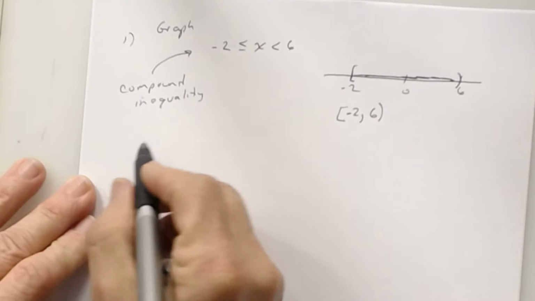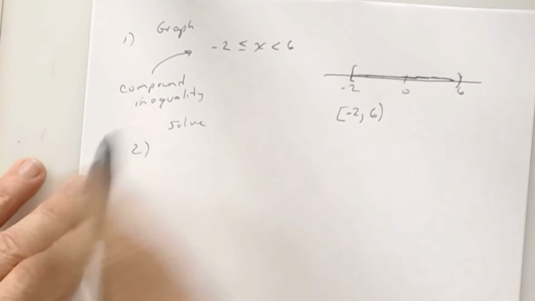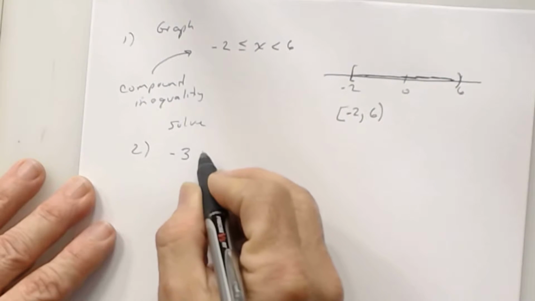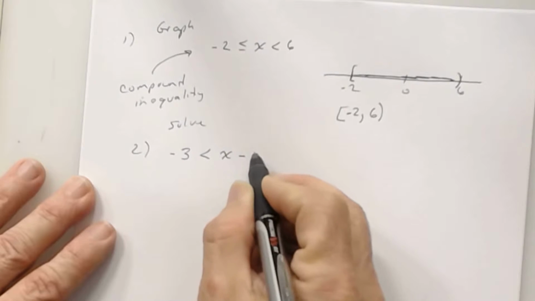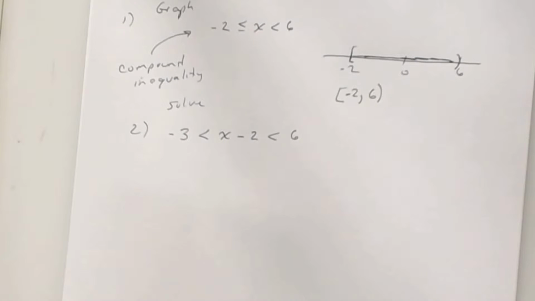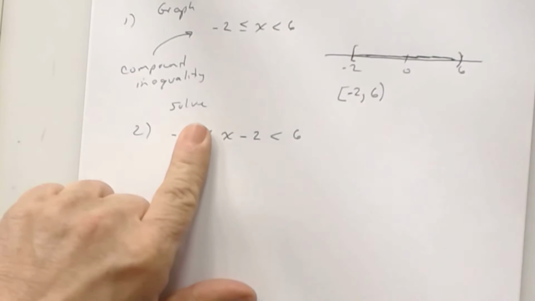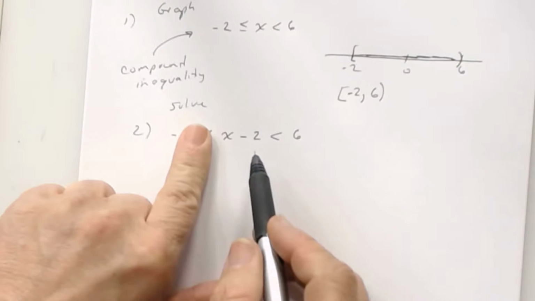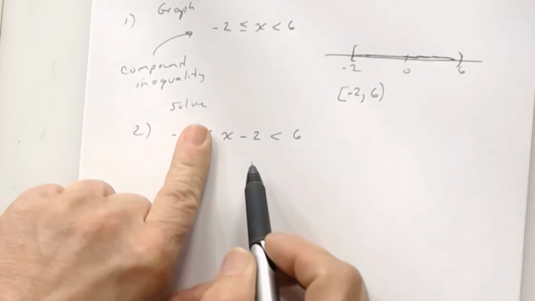All right, number 2. Let's suppose you want to solve this inequality. Negative 3 is less than x minus 2 is less than 6. What made the first one easy to graph the solutions? Because x was in the middle by itself. So if I were to cover this up right here, I have this very simple inequality now, and you would just get x by itself, right? What would you do to get x by itself? Add 2 to both sides.